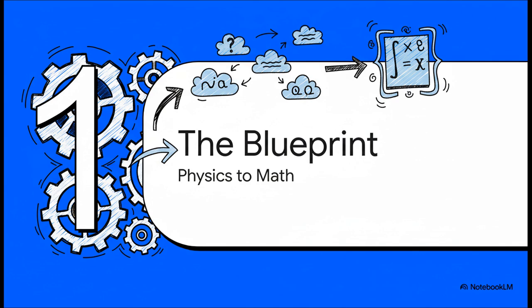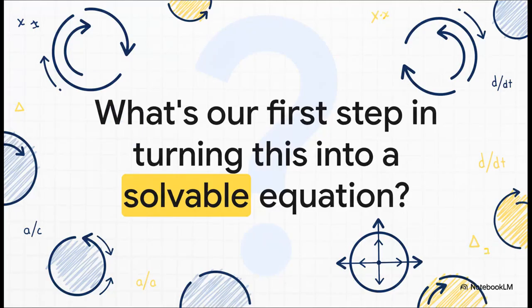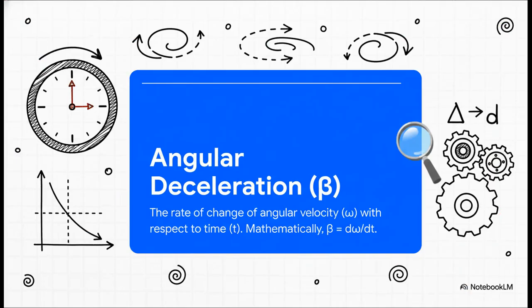Okay, so with any physics problem like this, the first and probably most important step is to translate all those words into the language we can actually work with, math. We need to turn that physical description into a concrete equation we can solve. So just think for a second. What's the most fundamental link between acceleration and velocity? How do we actually define that relationship with math? That's it, right? It's the derivative. Angular acceleration, which we're calling beta here, is just the rate of change of angular velocity, omega, with respect to time. This is our foundation, our main tool for this problem.